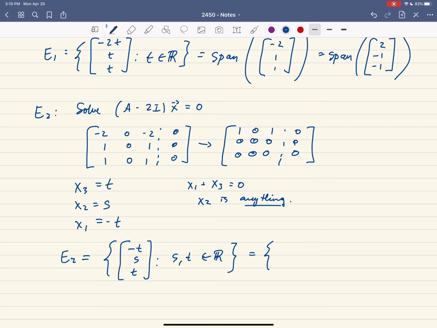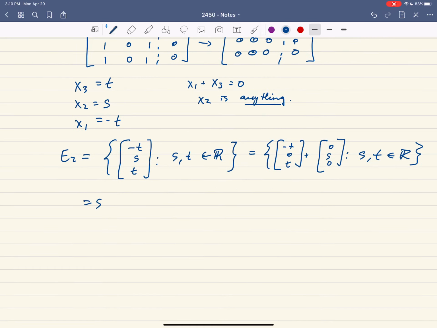Or you could think of this, if you want, as t times negative 1, 0, 1 plus s times 0, 1, 0, where again s and t are allowed to be whatever real number we want. Or finally, I think it's best just to write this as the span of those two vectors, or any scaled version of those vectors, negative 1, 0, 1 and 0, 1, 0. Okay, so that's the eigenspace corresponding to the eigenvalue 2.